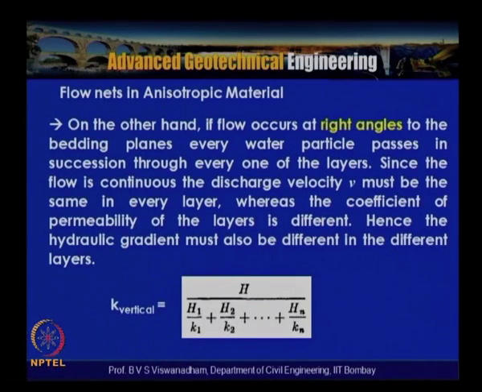Similarly, when the flow is occurring at right angles to the bedding planes, every water particle passes in succession through every one of the layers. Since the flow is continuous, the discharge velocity V must be the same in every layer, whereas the coefficient of permeability of the layers is different, hence the hydraulic gradient must also be different. So when the coefficient of permeability is different, the hydraulic gradient is different. So i is equal to i1 plus i2 plus i3. By using again V is equal to Ki and simplification, we get K vertical equivalent for n number of layers, say having thicknesses H1, H2 and so on to Hn. We get H divided by H1 by K1 plus H2 by K2 and so on to Hn by Kn.